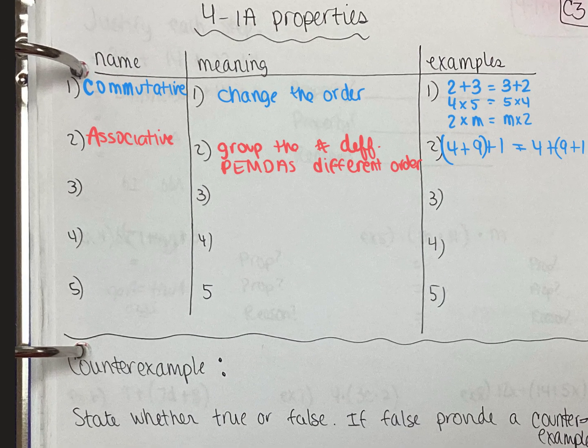Okay, our third property is identity. There are 2 types of identity. The first one we're going to do is the additive identity property. So if I were to take and add 0 to any number, it stays the same.